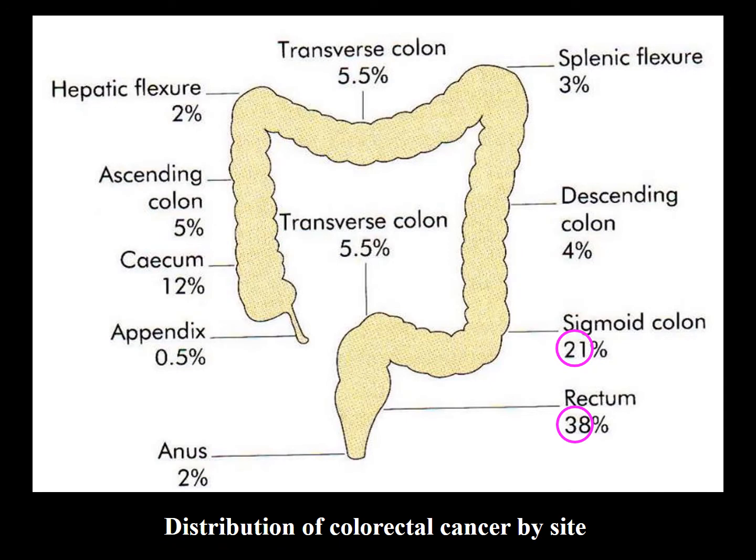Distribution of colorectal cancer by the sites: in the right colon about 20%, transverse colon 5%, and descending colon 7%, sigmoid colon 21%, rectum 38%, and the anus 2%. This is the distribution of colorectal cancer by the sites. First is the right colon in 20%, transverse colon 5.5%, left colon 7%, sigmoid colon 21%, rectum 38%, and finally the anus 2%.